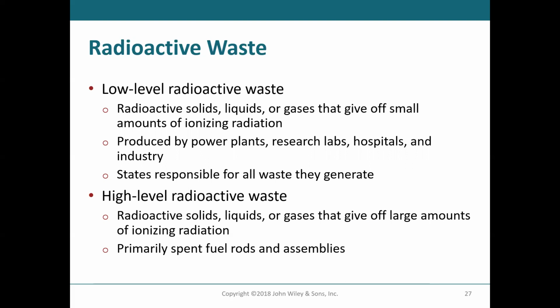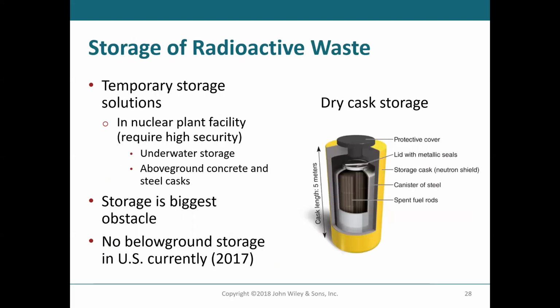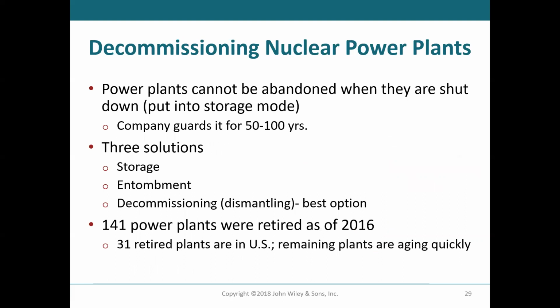High-level radioactive waste, such as liquids, gases, and solids that give off large amounts of ionizing radiation, comes from spent fuel rods and assemblies from nuclear power plants. They have to be stored in very high technology, high security facilities. Here are some of the temporary storage solutions that the United States has. However, there is no below ground storage in the US as of 2017. And that has become a huge problem.